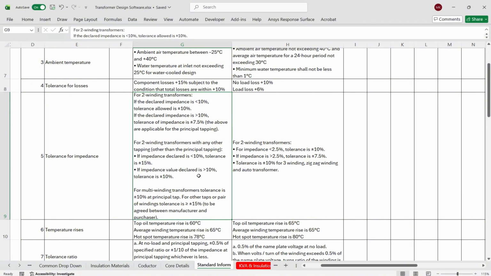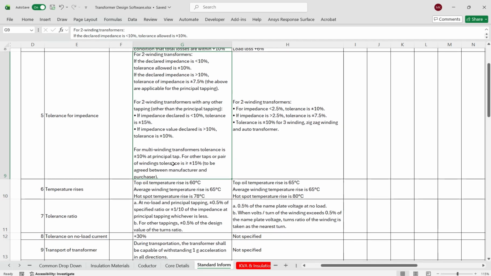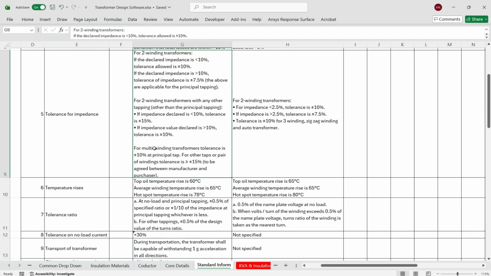And so on. For multiple winding transformer, the tolerance is plus minus 10% at the principal tap. For other taps or the pair of windings, the tolerance of plus minus 15% is to be agreed between the manufacturer and the purchaser.